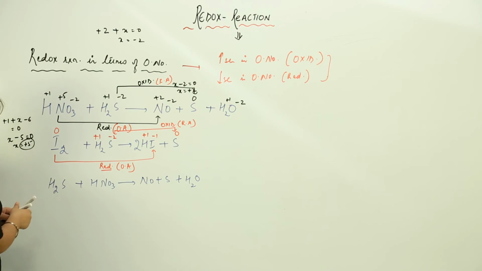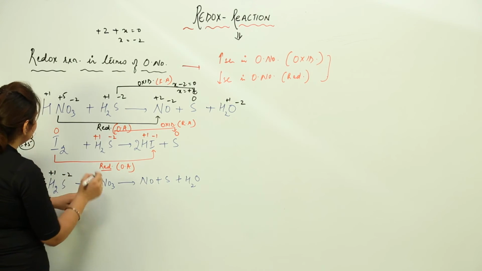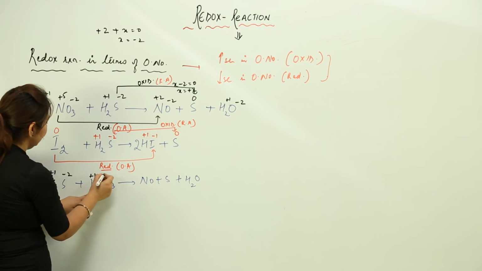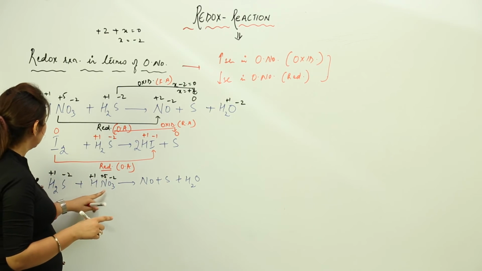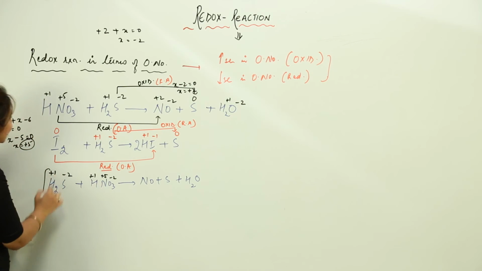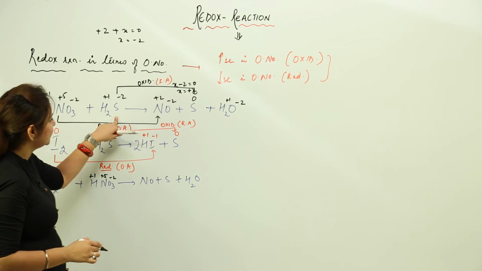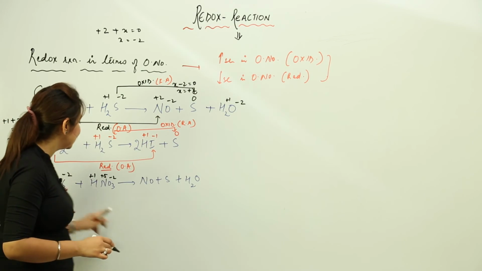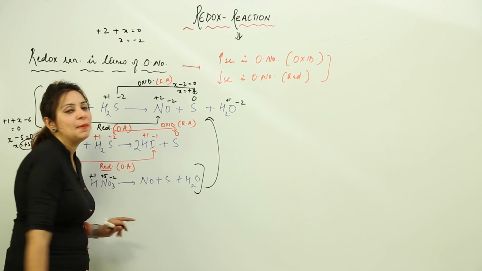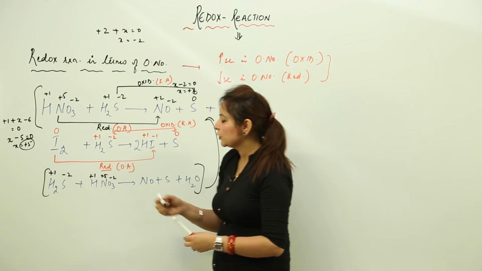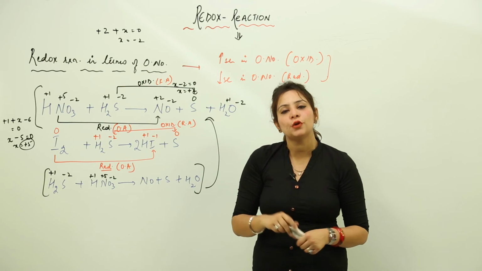Likewise, we will do the third one. Plus 1, minus 2. HNO3 we already calculated, so I am taking the same values. This and this are actually the same, right? Because here also it is HNO3 plus H2S forming NO, S and H2O. So you are going to take this question in the same manner as we took the first question. This is how you explain the redox reaction in terms of oxidation number.